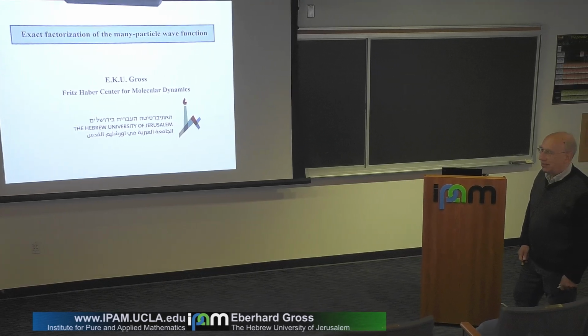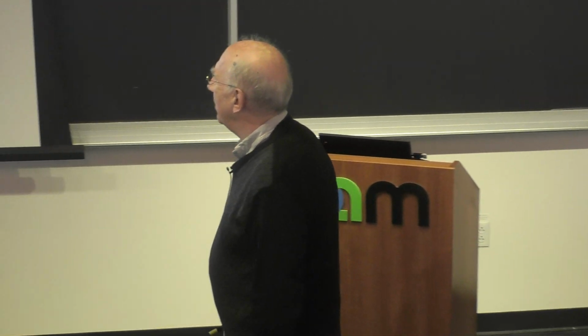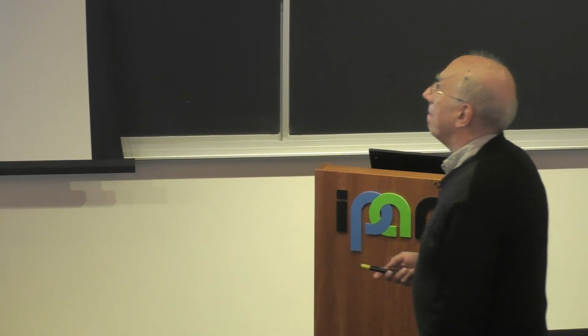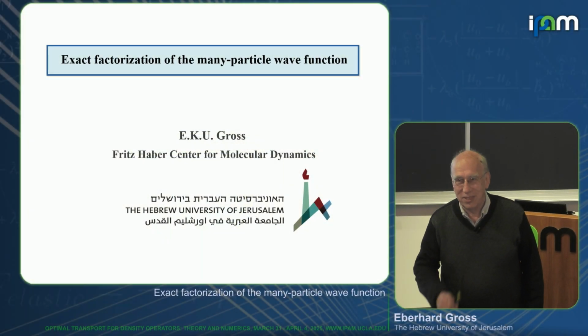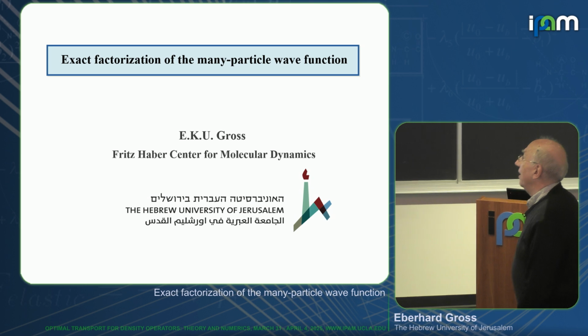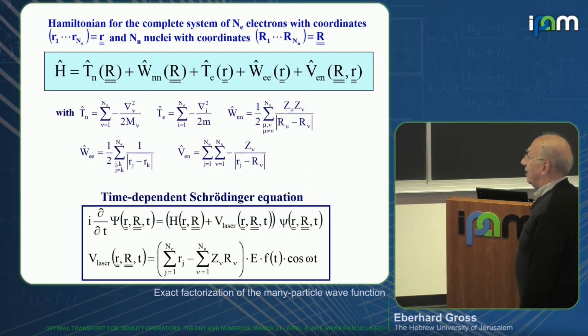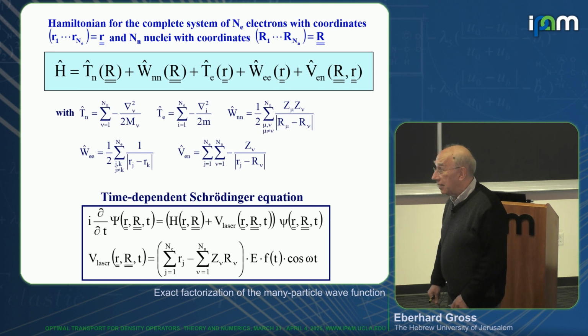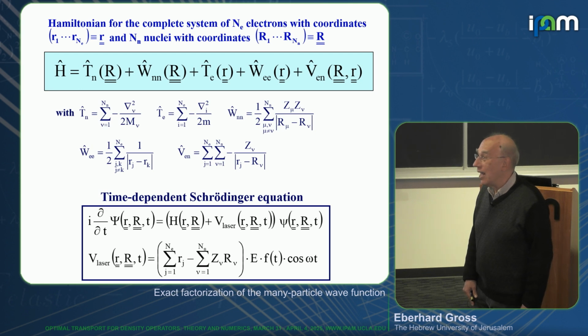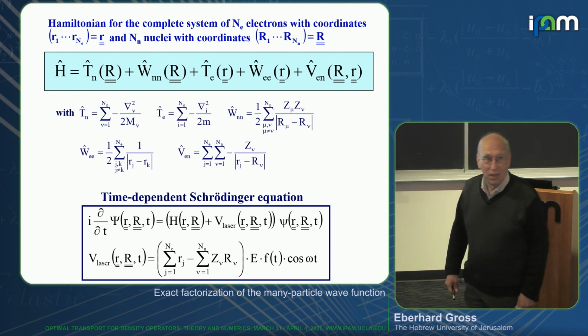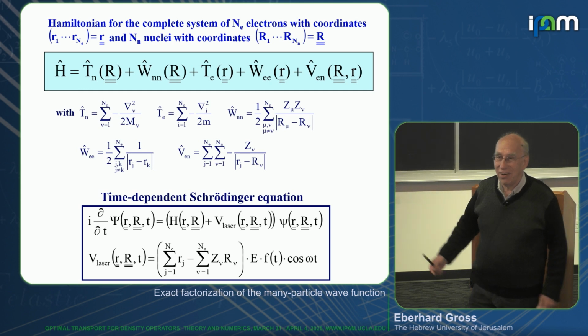I'll be talking about a field that we have been pursuing for maybe a decade or almost 2 decades now. It's known under the title exact factorization. Now you will see in a minute what this exactly means. It's about treating matter in an ab initio sense. So we have to start from the full Hamiltonian, the Coulomb Hamiltonian, of everything that is around us.